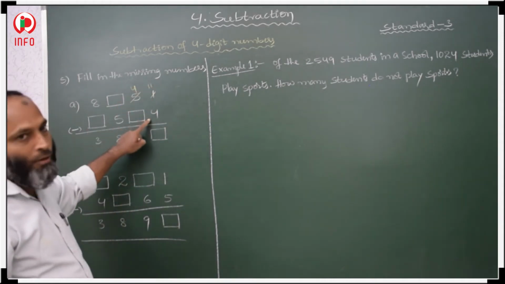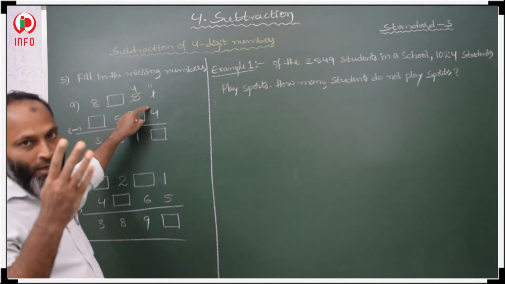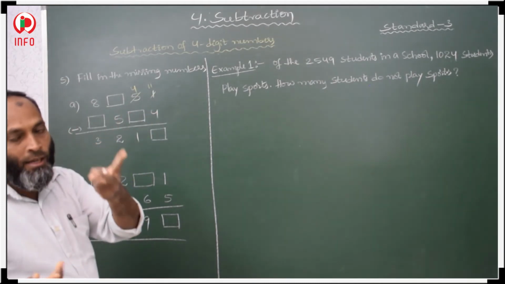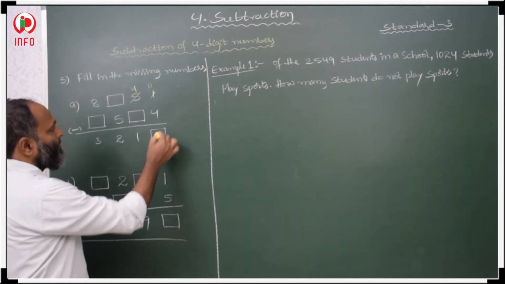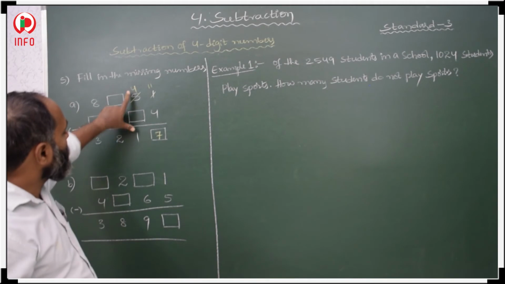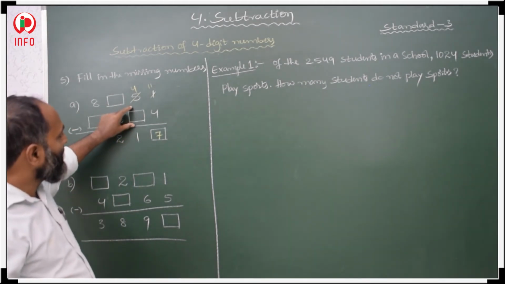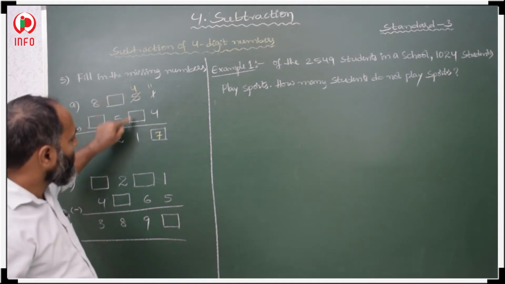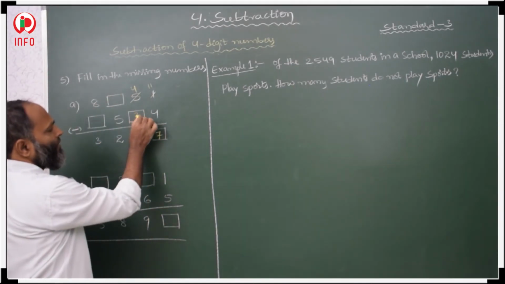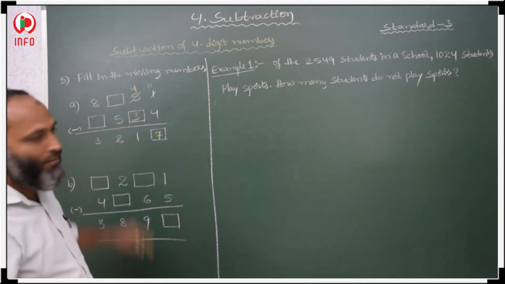11 minus 4 means 5 to 11 we have to count. 5, 6, 7, 8, 9, 10, 11. Total 7. Then 4 minus what is 1. Here the subtrahend is not given. So just subtract it. 4 minus 1 is what? 4 minus 1, 3. Then write here 3. Then you will get the same answer. 4 minus 3 is 1.